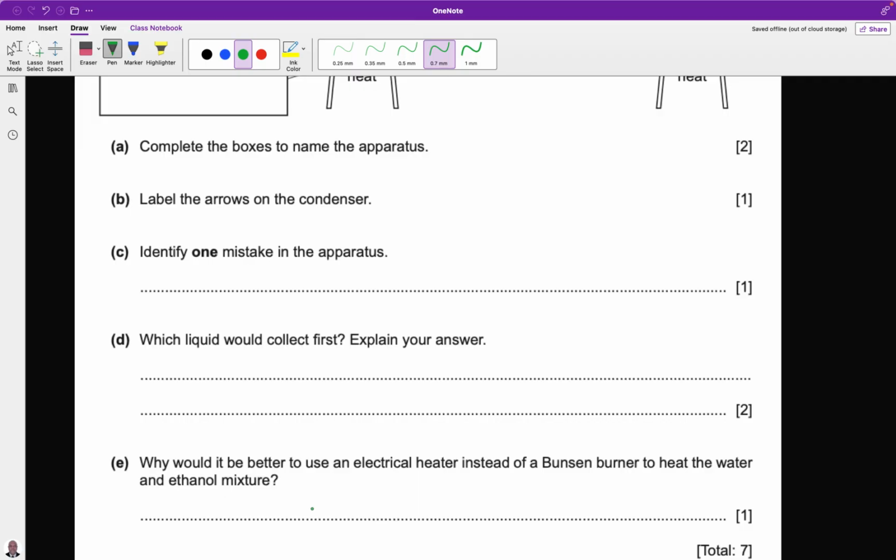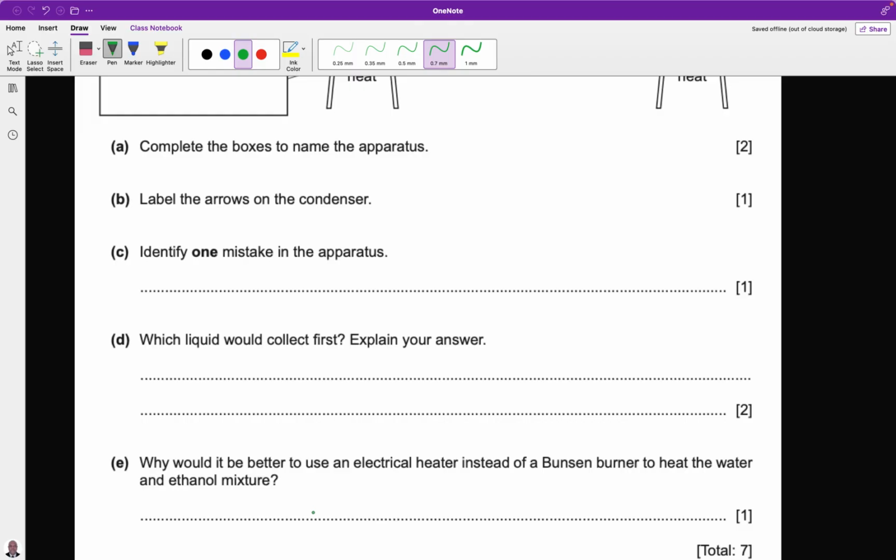We cannot use a Bunsen burner. If we use a Bunsen burner, it is not safe. It will need fire. So it is not advisable to use a Bunsen burner. It is preferable to use an electric heater because ethanol is flammable. Your reason is because ethanol is flammable.